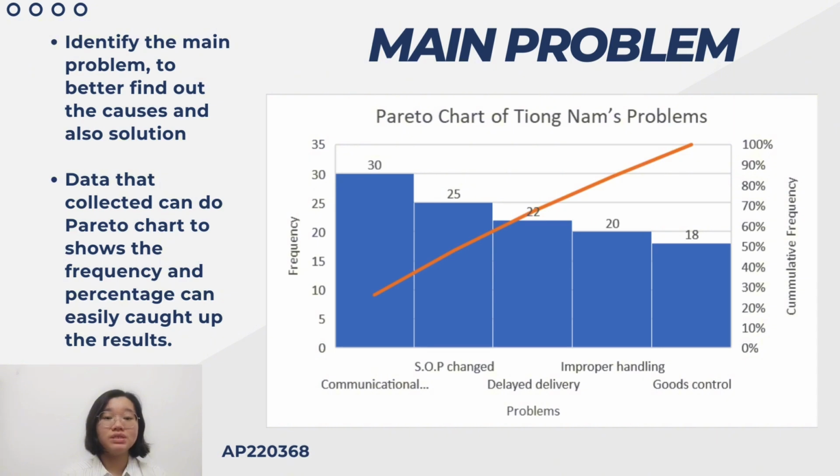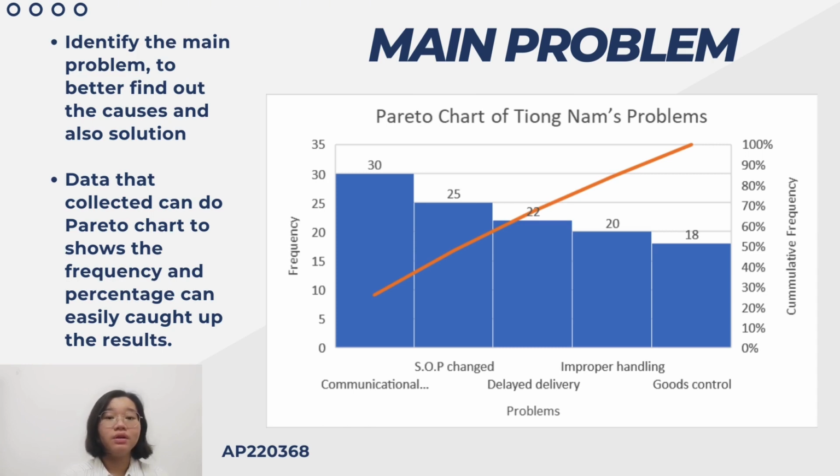The most critical problem of the Tiongnan Logistics production and process is communication issue, which stands for 26.1% or 30 frequency from the overall 115 frequency, such as workers from different countries using different languages. The next critical problem, with the second highest ranking, is SOP change, for example a change of the SOP on transport security, which stands for 21.7% or 25 frequency.